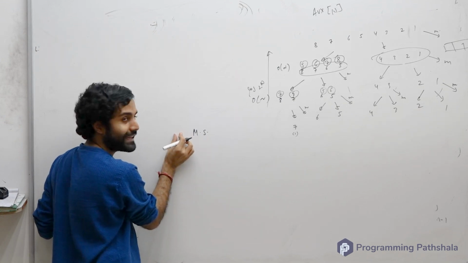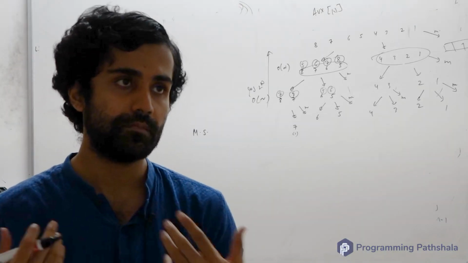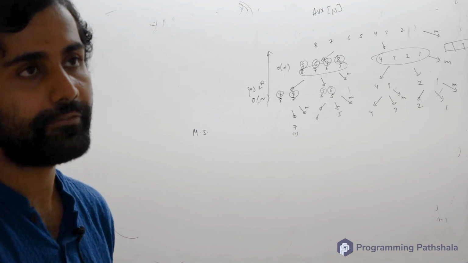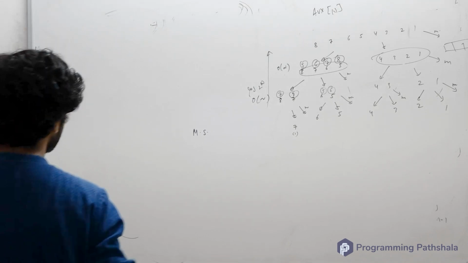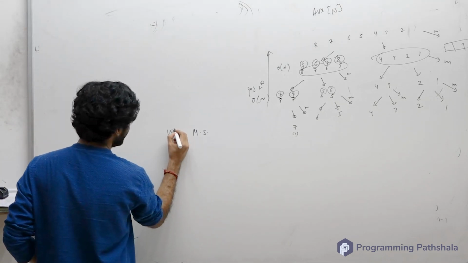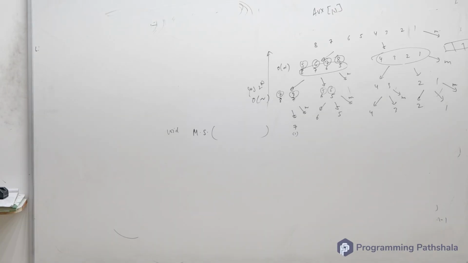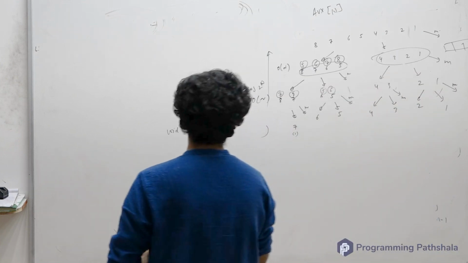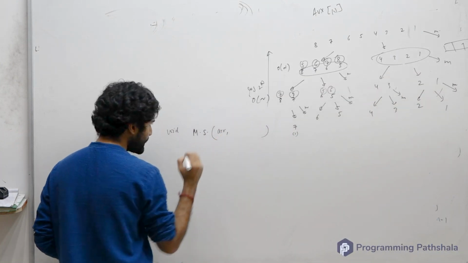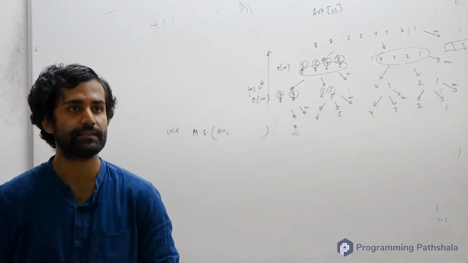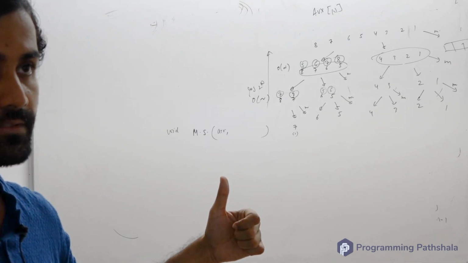Should it have a return type? No. It can take the array by reference and simply sort that array and return. So let it be void. Can you tell me what the arguments to the merge sort function will be? What all would you want to pass? Definitely you would want to pass in the original array. And what else? The starting and ending index, right?